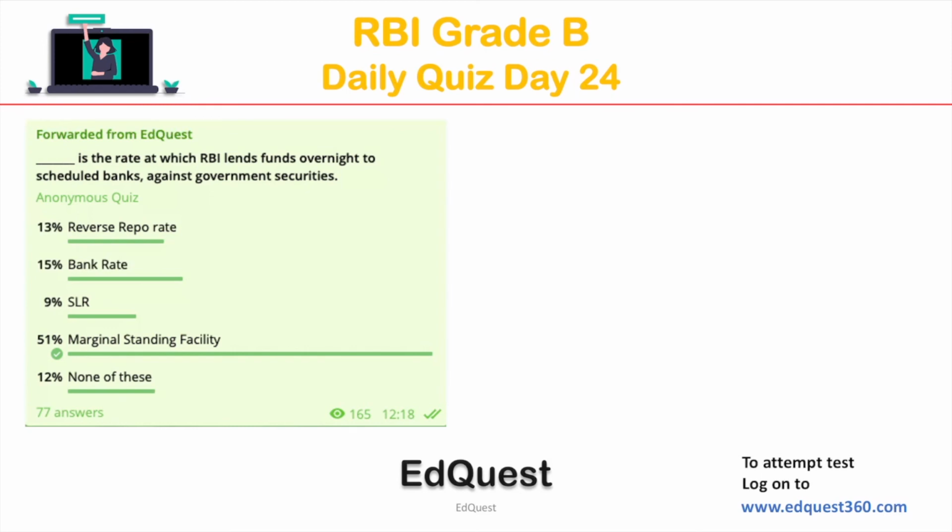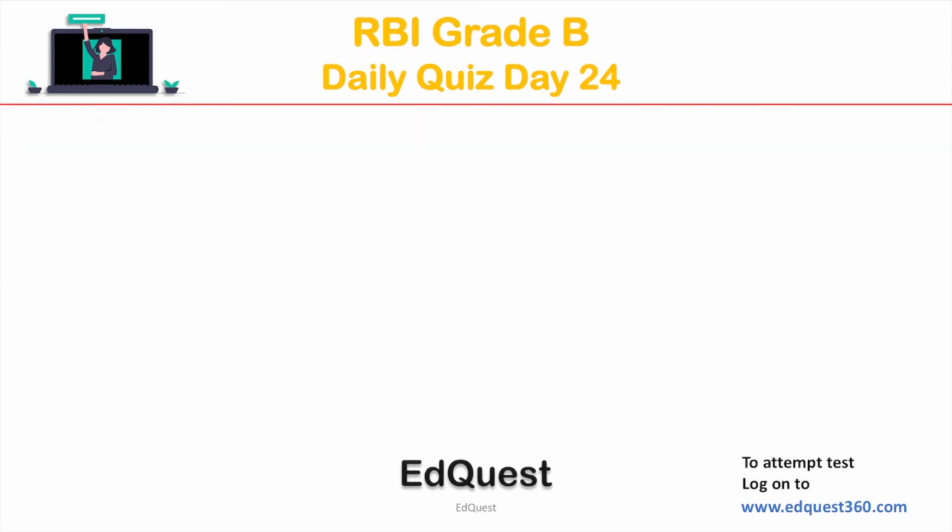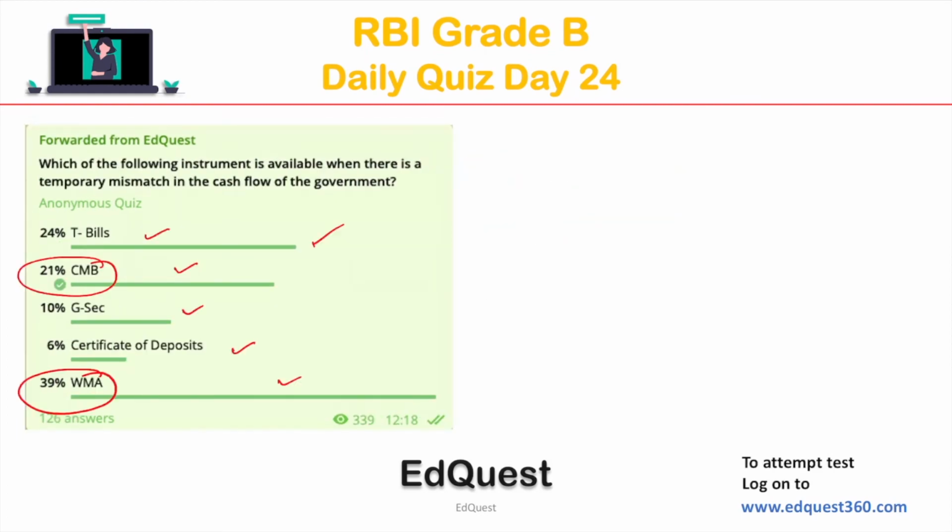The question says: dash is the rate at which RBI lends funds overnight to scheduled banks against government securities. Again, this was simple, rather the simplest of the questions. When it comes to lending money against government securities, that is the marginal standing facility. Even if you go through the definition of all these things, it would be very clear for you. There were only 4 questions. I have discussed most of them in whatever detail was possible.